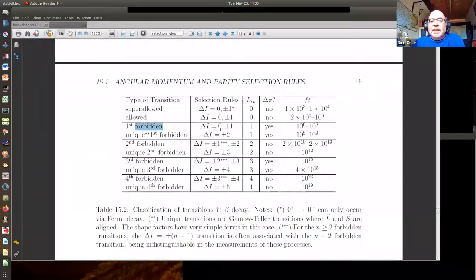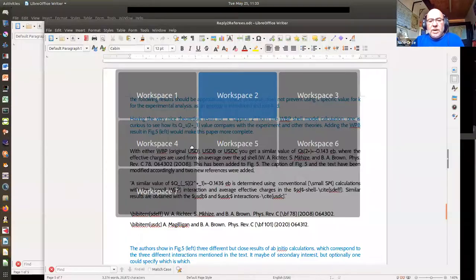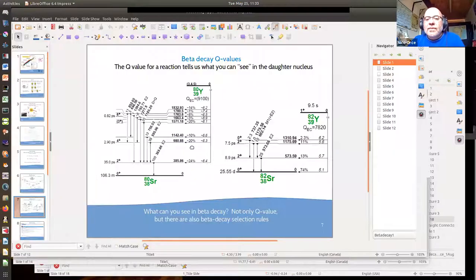implies that the orbital angular momentum is one, and there's a change in parity. There are also second forbidden and third forbidden, which are rare to see, and this is important when we design an experiment, right? When we design an experiment, we want to study these states. Say we want to study a zero plus state, which has very, very important consequences in terms of how nuclei change shapes.